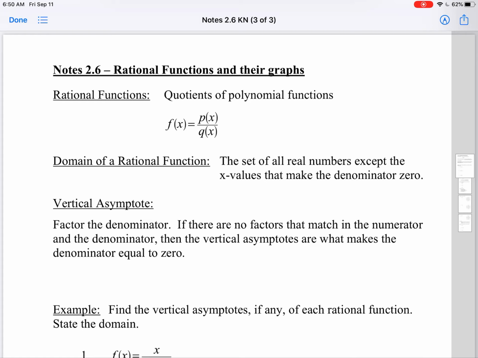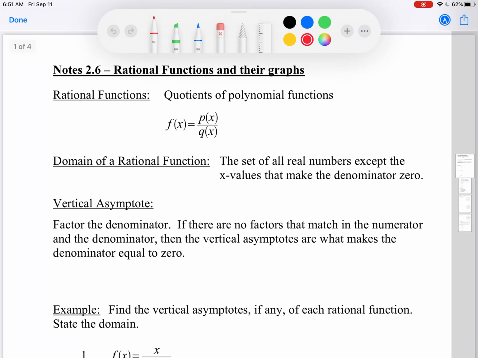All right. So let's get started on 2.6. We're talking about rational functions and their graphs. Right? 2.6 is still considered to be a review section for you guys while we go through this from Algebra 2. All right. If there's any questions at all through this video, just send me an email or comment on Teams and I'll get back to you throughout the day and we'll go from there.